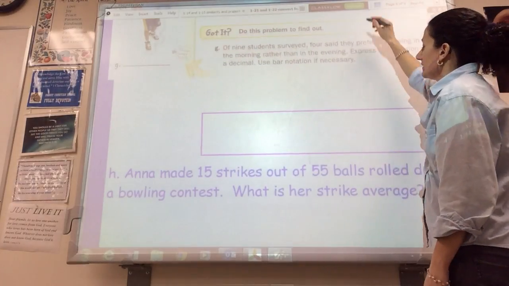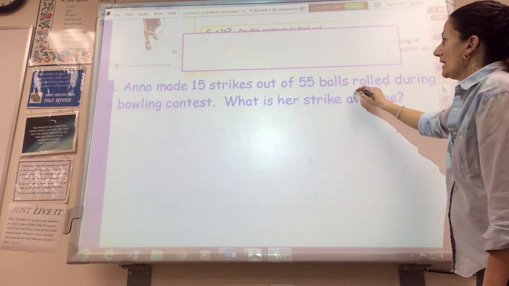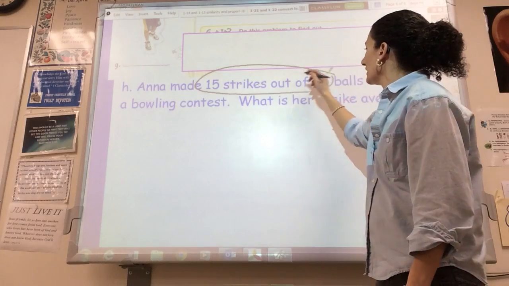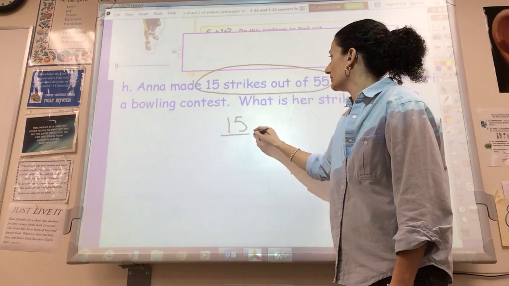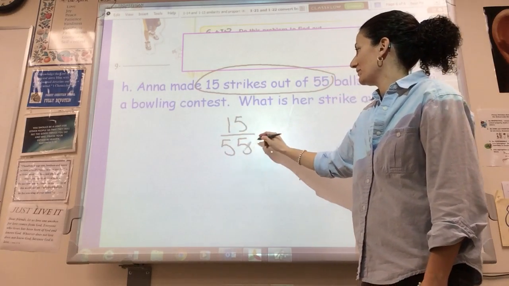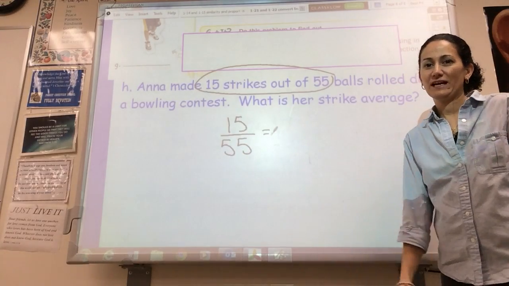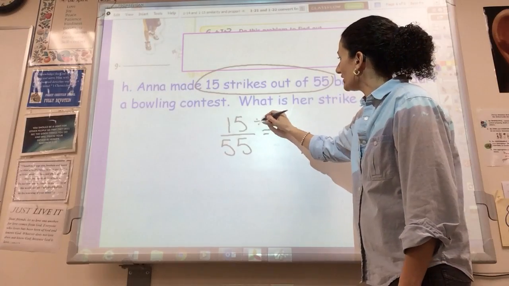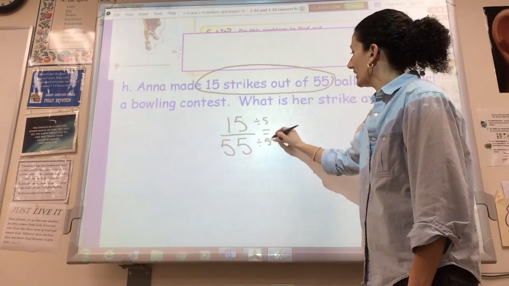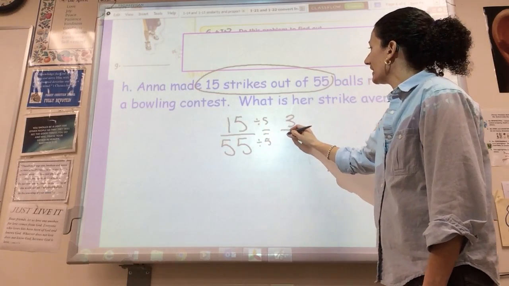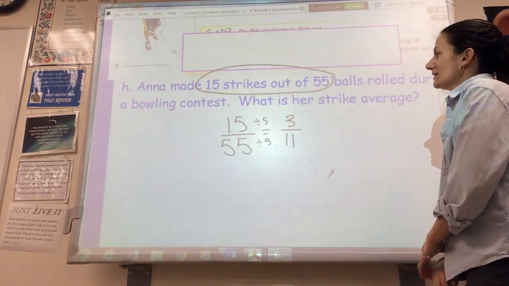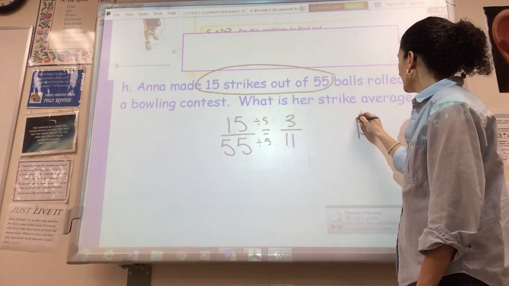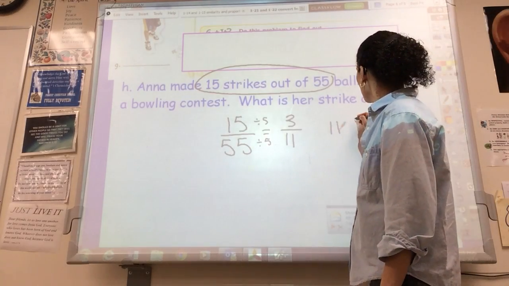Okay, let's take a look at this one. I hope that you notice that you can make life a little bit easier by simplifying this fraction. Did you catch that? You can divide by 5. If I divide by 5 here, I'll get 3 11ths. And that makes my life quite a bit easier. So 3 divided by 11.